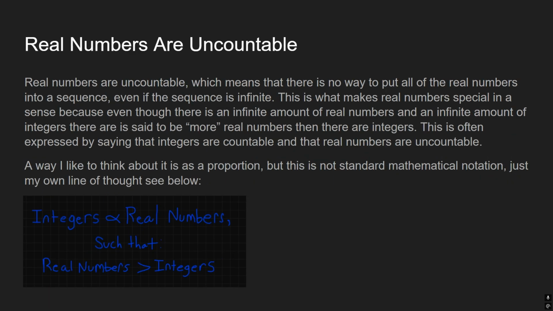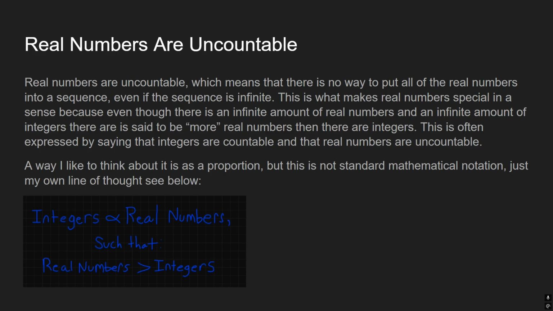The real numbers are said to be uncountable, which means that there is no way to put all real numbers into a sequence, even if the sequence is infinite. This makes real numbers special because even though there are infinitely many real numbers and infinitely many integers, there is said to be more real numbers than integers.